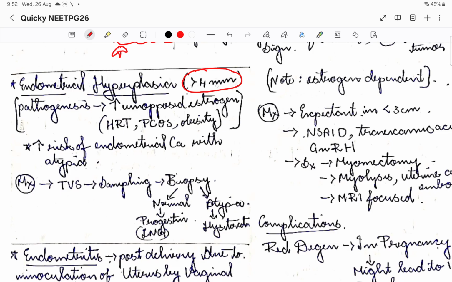So basically, the pathogenesis is unopposed estrogen, most commonly in postmenopausal women. In menstruating women, this 4 mm is normal, because the menstruation is happening regularly. But if this is happening in postmenopausal women, it means that estrogen is coming from somewhere. This is because of unopposed estrogen, which might be because of hormone replacement therapy, PCOS, or obesity. All of these can cause unopposed estrogen, and there will be increased endometrial hyperplasia.